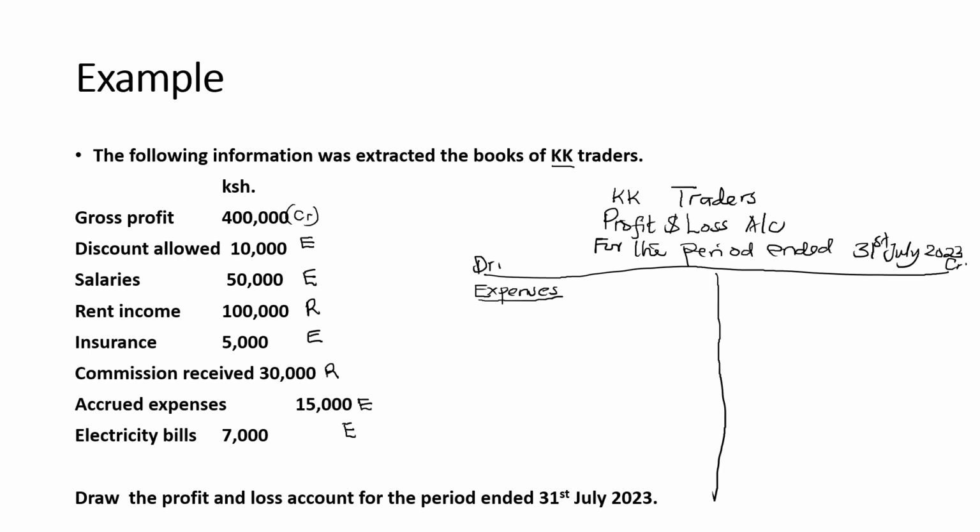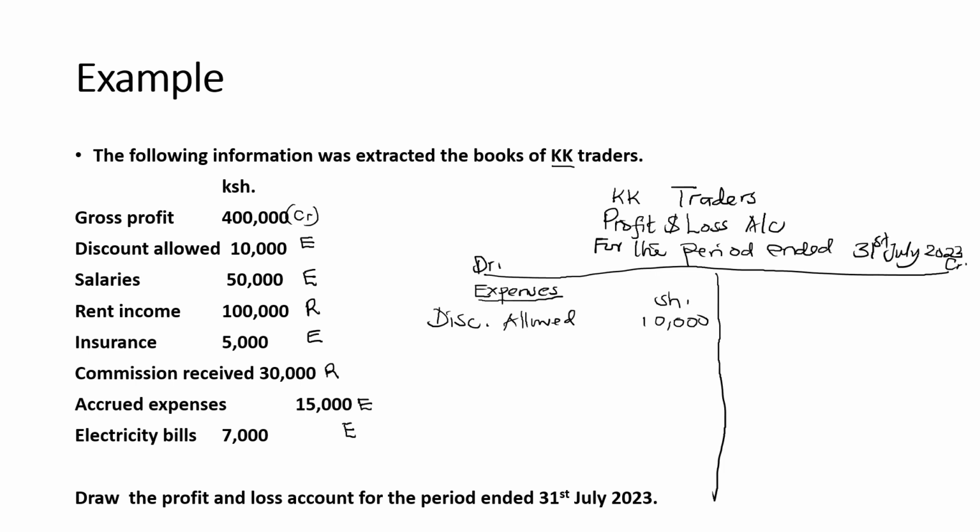And what should come first is the gross loss in case the business incurred gross loss. But in this case, the business incurred a gross profit. So we are not going to have a gross loss here. The gross profit which we have, we are going to take it to the credit side. So we only list the expenses which we have been given here. We start with the discount allowed. The discount allowed there, we are given as 10,000. There it is in shillings.